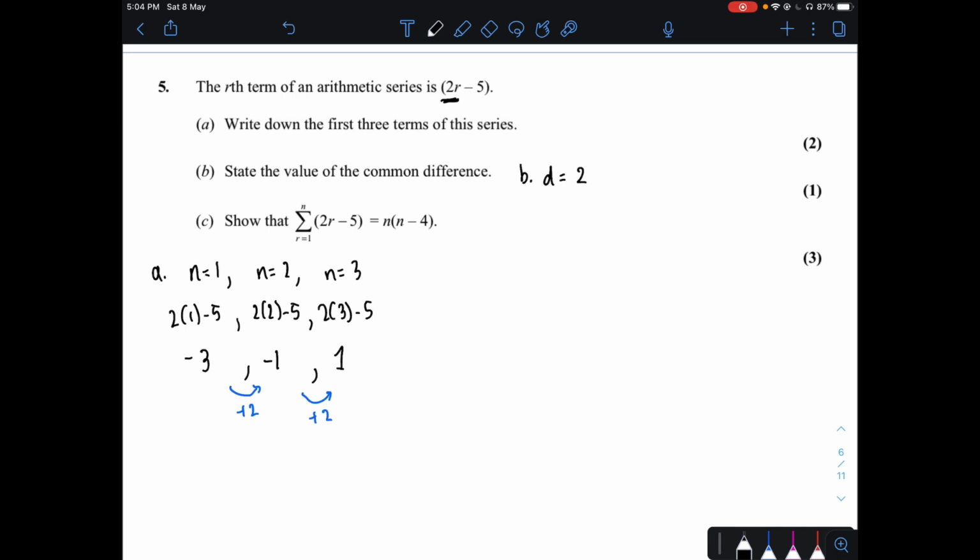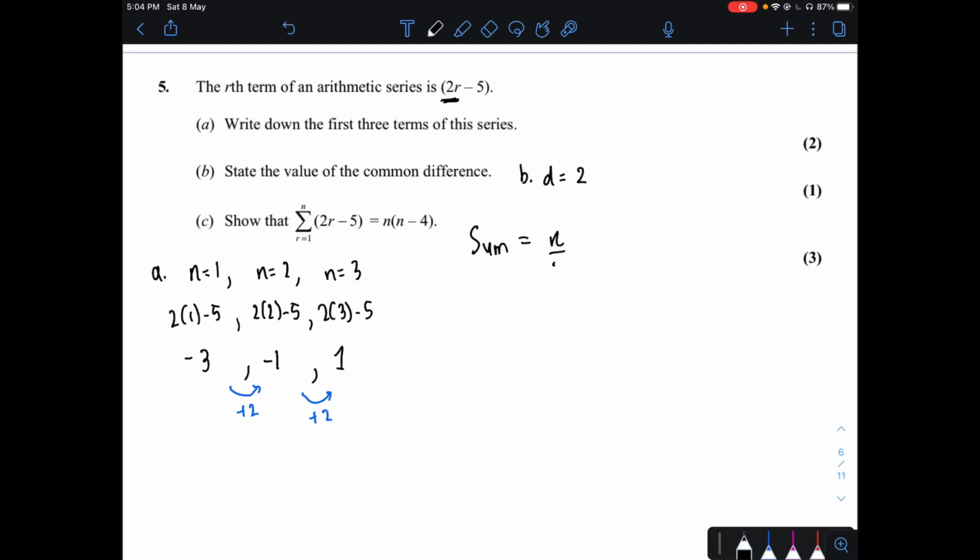And part C says, show that the sum of all terms when r equals 1 to n, bracket 2r minus 5, equals this expression. Now, in order for us to do this, we need to know the sum of n numbers, right? Now, the sum for any arithmetic series is denoted by this.